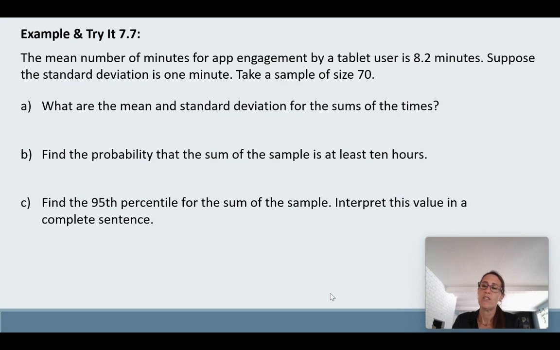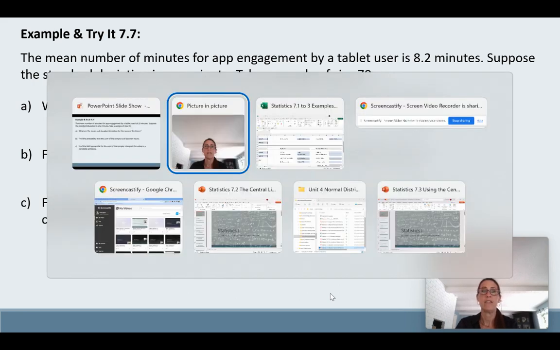So what are the mean and standard deviation for the sums of the times? Find the probability that the sum of the sample is at least 10 hours. So that's going to be greater than or equal to 10. And find the 95th percentile for the sum of the sample and interpret this value in a complete sentence. So mean and standard deviation.